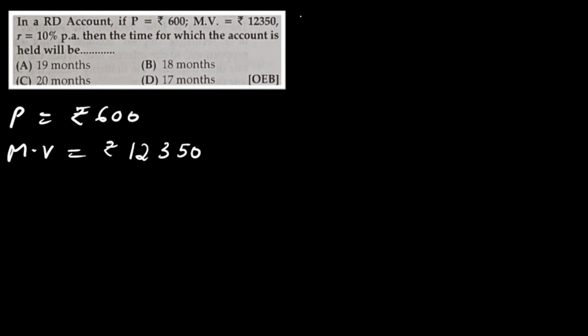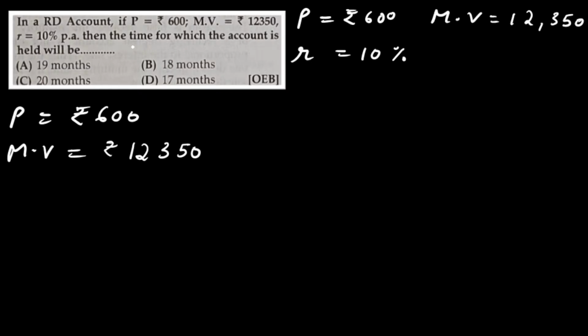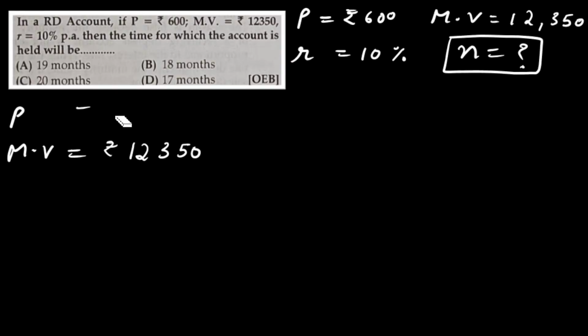R is also given to us. So what's the value of R? So here I'll write P is equal to 600. Maturity value is equal to 12,350. And R is given to us as 10%. So time we have to find. Then the time for which the account is held. So that means N we have to find. Because here time period we write as N. So N we have to find.